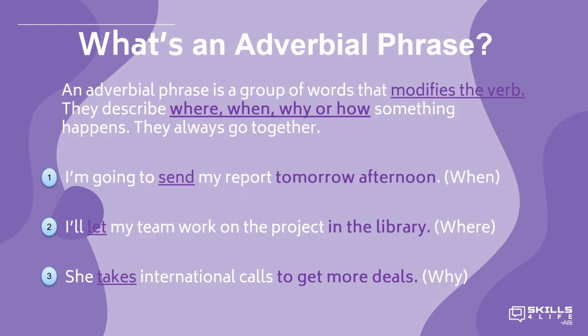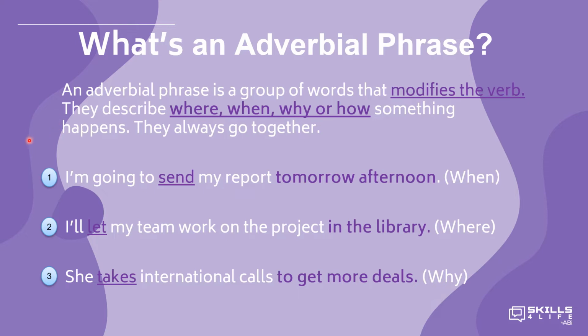Have you heard what an adverbial phrase is? Well, an adverbial phrase is a group of words that modifies the verb. They refine the meaning by describing where, when, why, or how something happens. This group of words always go together.